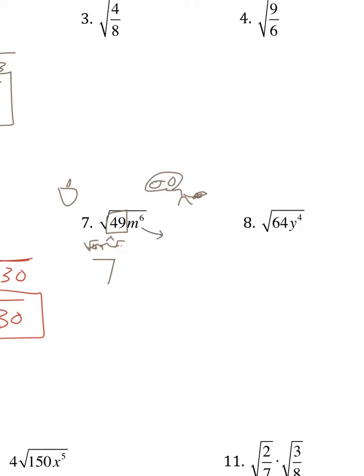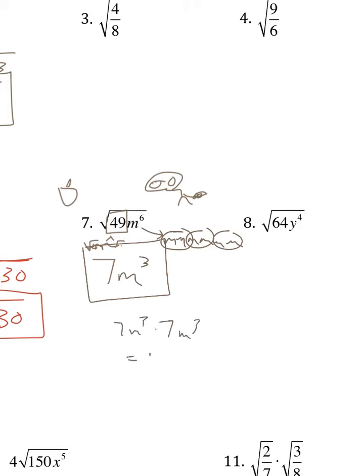Here's how you deal with the letters. There's 6 of them. M times M times M times M times M times M. Get it? Okay. You want to circle pairs. There's 3 pairs. Remember, it has to be a pair for it to join the outside. There's 3 pairs. There's nothing left over. So my answer is just 7m cubed, which makes sense because 7m cubed times 7m cubed would give me 49m to the 6th. That is exactly what I'm looking for.